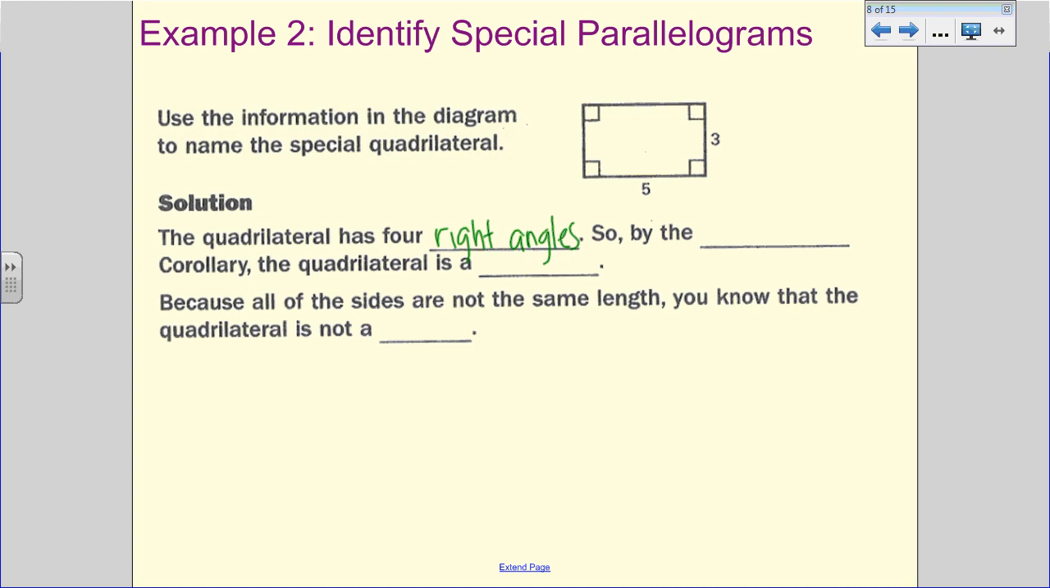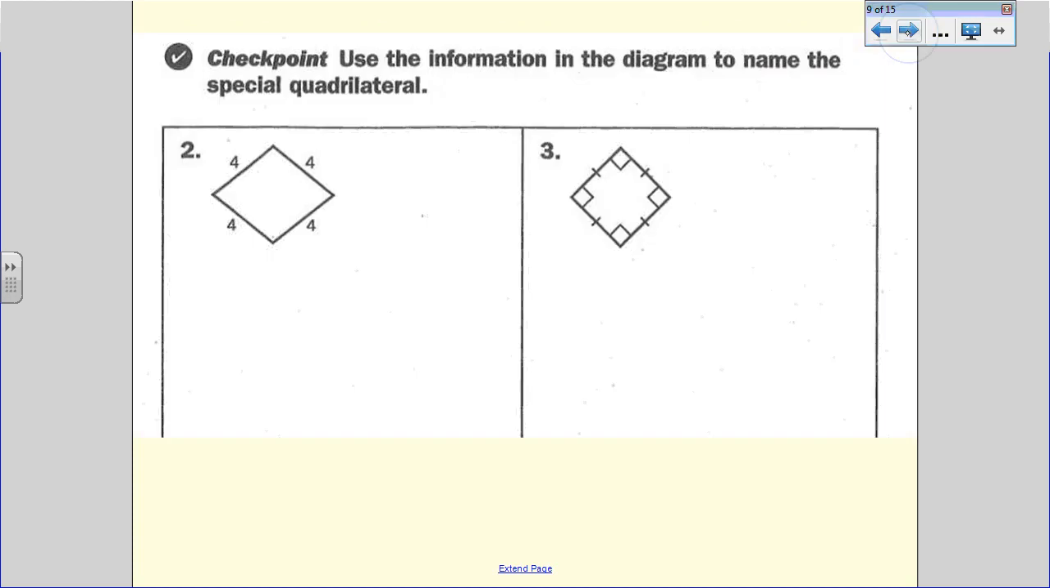So when we look at what we're given there, the 4 right angles went with our rectangle corollary. The sides are not congruent. 5 does not equal 3, so we know that it is simply a rectangle. Because all the sides are not the same length, you know that it is not a square. So they kind of talk you through what I already said there. So you're looking for angles and for side lengths to determine where we fall.